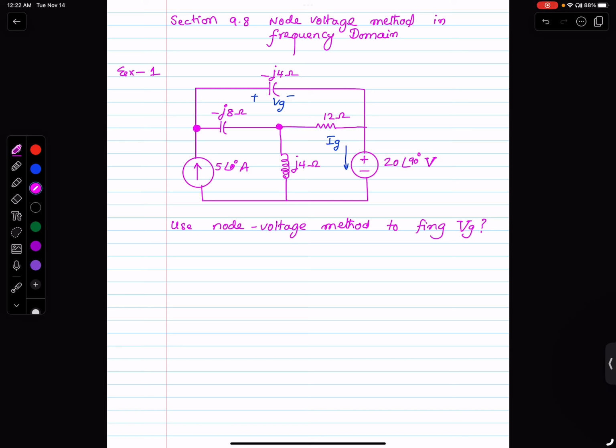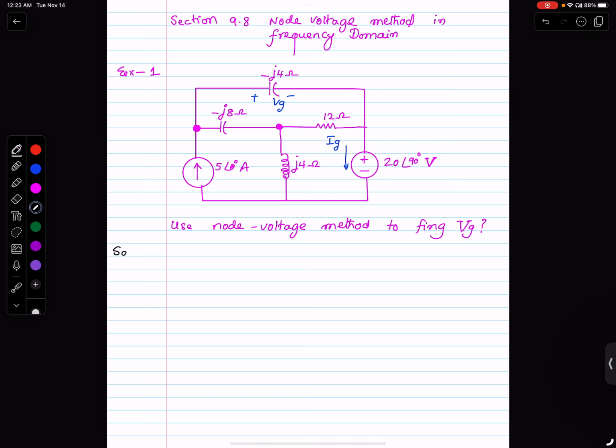Welcome back. New section, node voltage method in frequency domain. You see, in this chapter, we are only reinforcing the techniques that we learned in chapter 4. Node voltage method, Thevenin equivalent, source transformation, KCL, just about every technique we learned in chapter 4, we can use it in chapter 9, sinusoidal steady state analysis, except that we are dealing with complex numbers. And I mentioned this in the past to you.